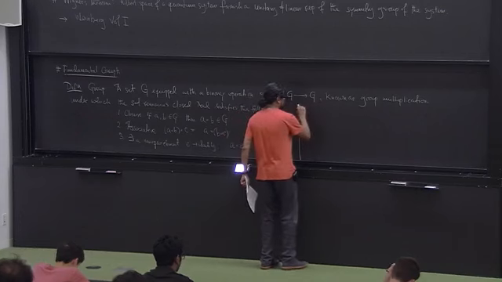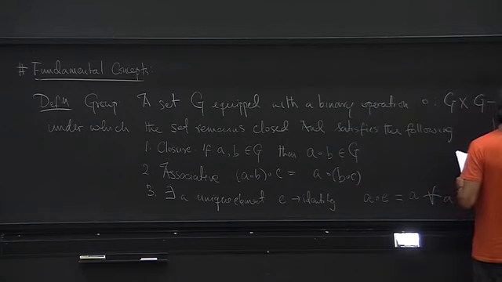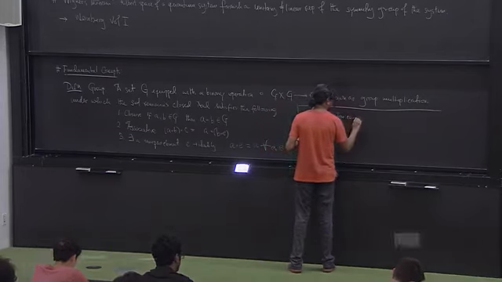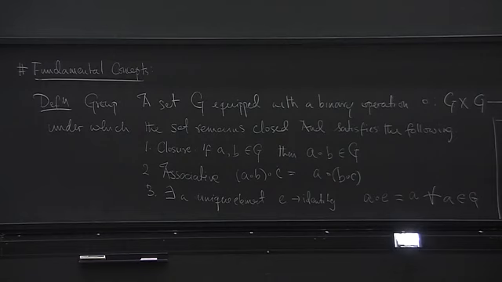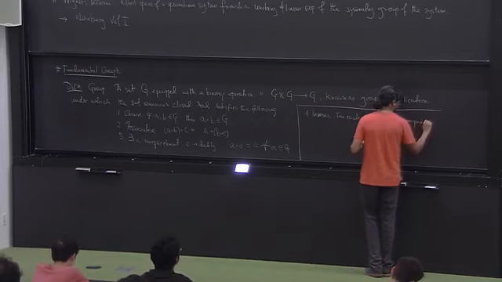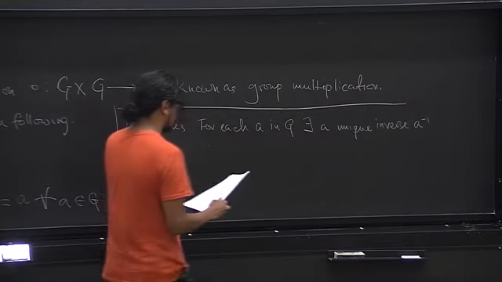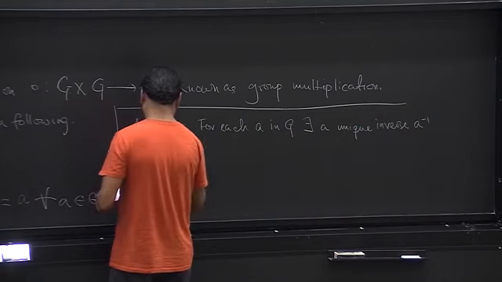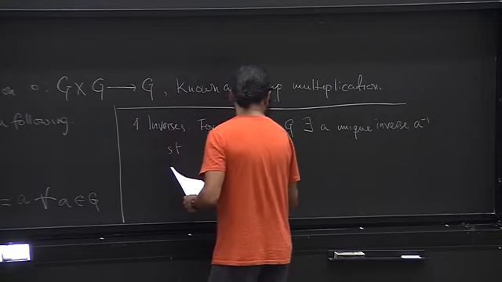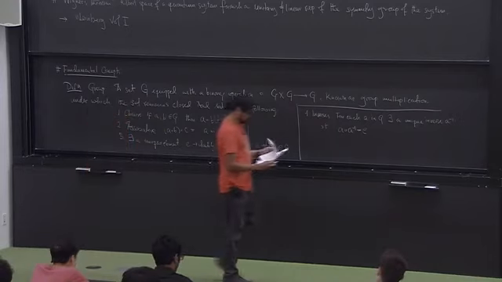And fourth, the last one, is inverses. For each A in G, there exists a unique inverse, which we say A inverse, such that if you multiply A by A inverse from the right, you get the identity element. So things follow from this.